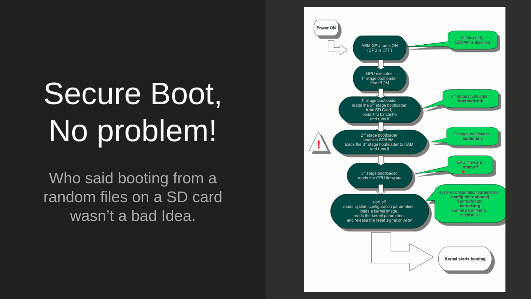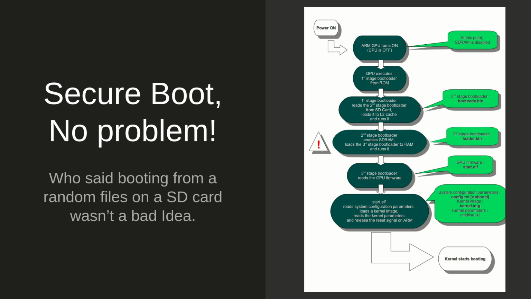And this is the fun one. It loads the start.elf, which is the GPU's firmware. Yeah, we haven't even touched the CPU yet. This is the one which is responsible for setting up the CPU and basically initializing the execution of the kernel. It loads the kernel into memory. It's a very fun little program, again stored on the SD card.